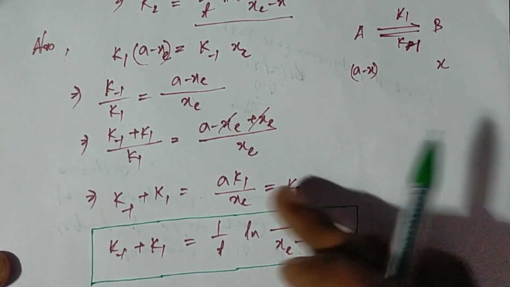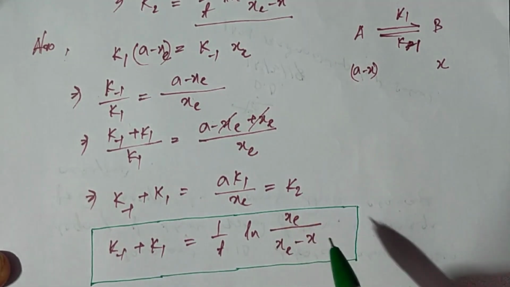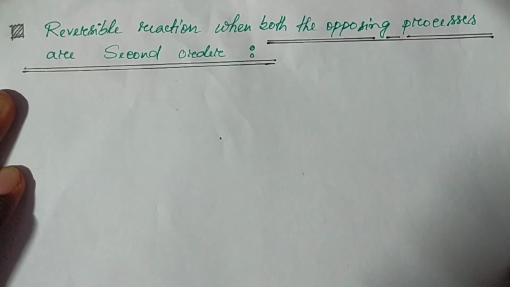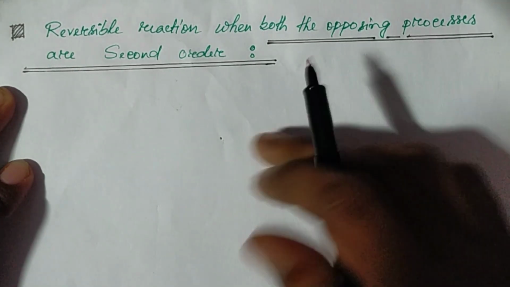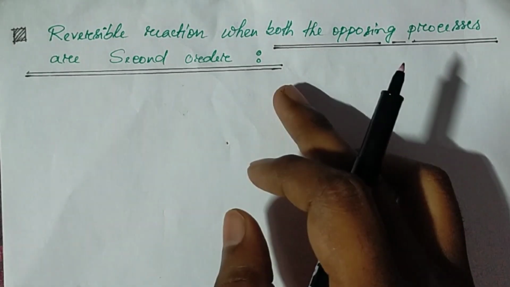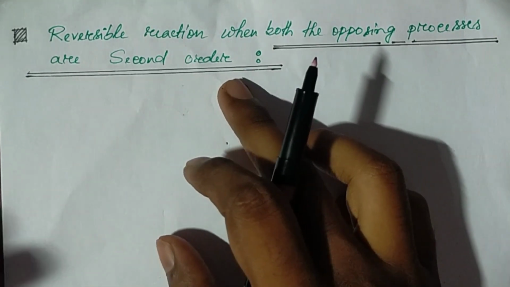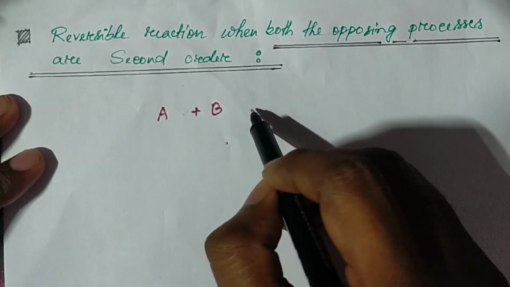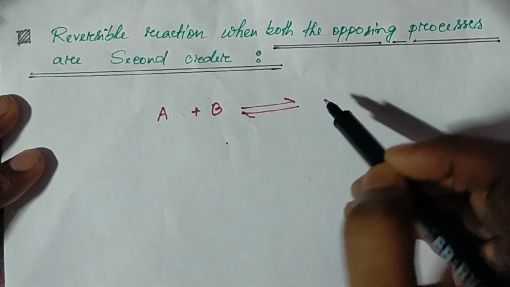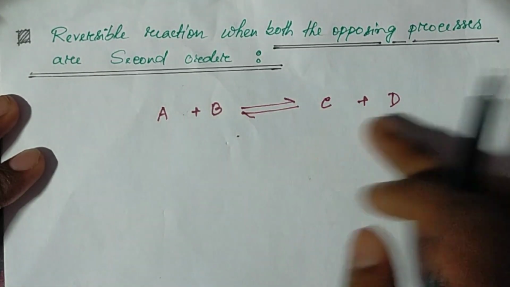This is the equation, you can see that k1 is equal to 1 by t ln a by a minus x. Now let's discuss the reversible reaction, where both opposing processes, that means the forward reaction and the backward reaction, are second order. That means there will be two reactant molecules and two product molecules.